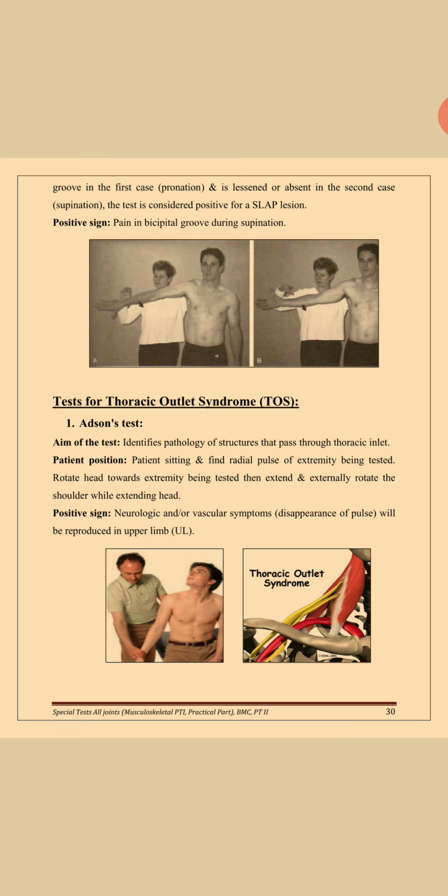Tests for thoracic outlet syndrome. Adson's test. Aim of the test: identifies pathology of structures that pass through the thoracic inlet. Patient position: the patient is sitting and the radial pulse of the extremity being tested is found. Rotate the head towards the extremity being tested, then extend and externally rotate the shoulder while extending the head. Positive sign: neurologic and vascular symptoms. Disappearance of pulse will be reproduced in the upper limb.